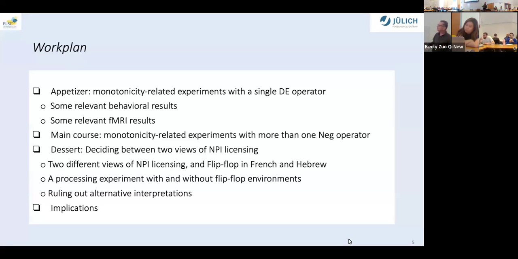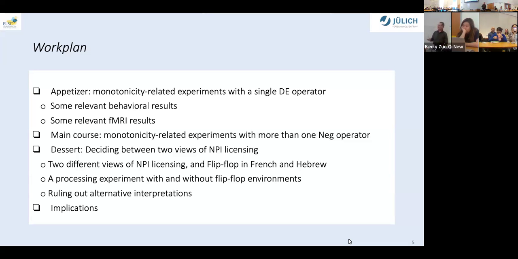And then we're going to look at processing experiments, hot off the analysis, not even off the press, with two downward entailing operators in fMRI. It's really difficult to get effects there, but we actually managed to. This is mostly work by Ian Tan, my graduate student in Jerusalem, who's finishing her dissertation as we speak, basically.